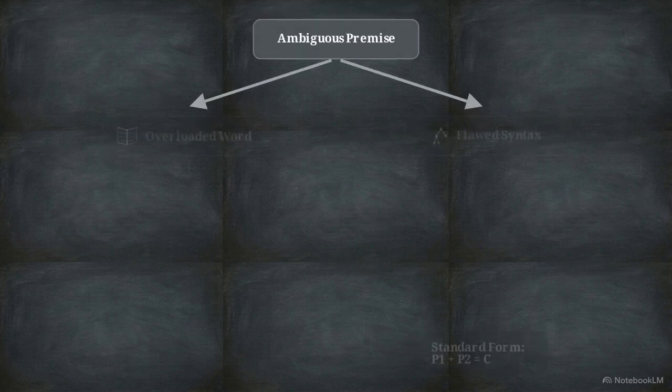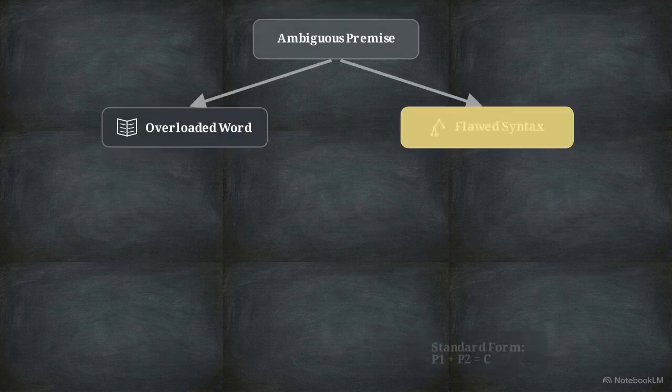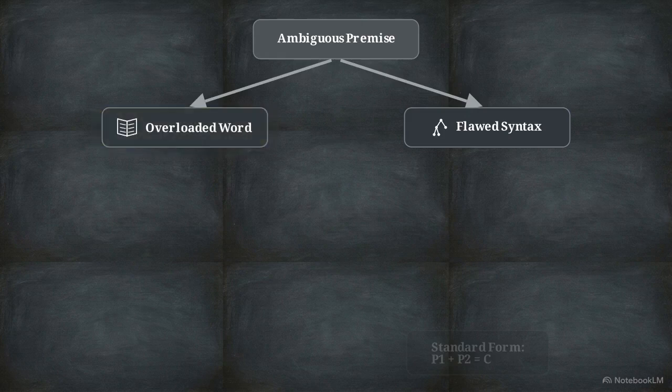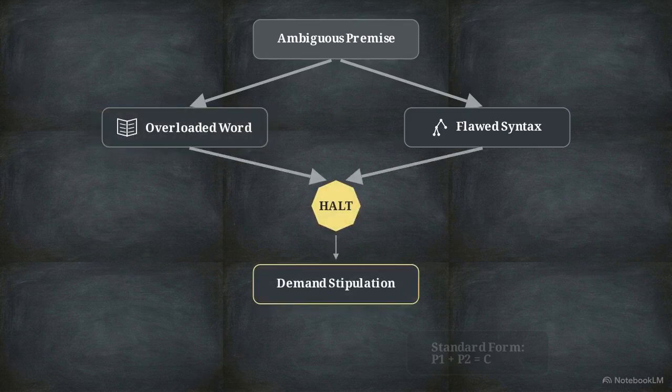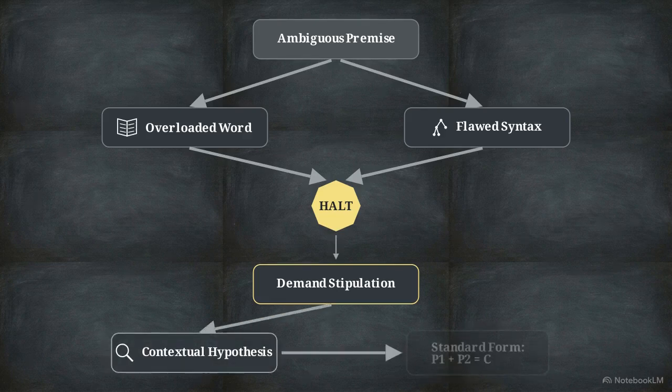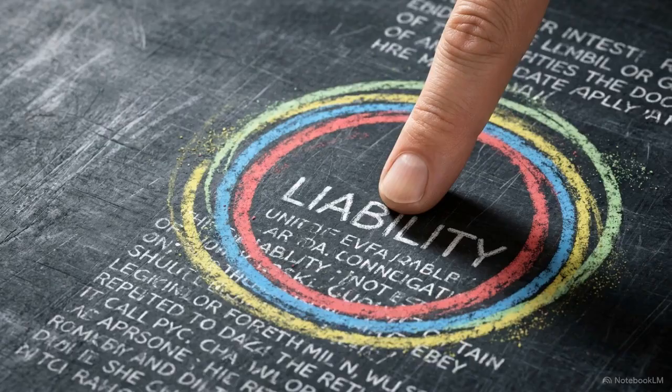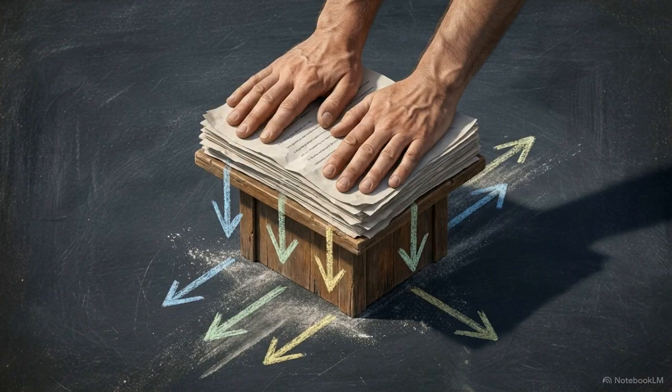Step 1. Isolate the variable. Determine if it is a flawed syntax or overloaded word. Step 2. Halt the progression and demand they stipulate meaning. Step 3. If they aren't there, state your own contextual hypothesis before proceeding. This interruption serves as a mandatory quality control check on the argument's underlying evidence. Refusing to proceed past an ambiguous premise is the only way to enforce the acceptability criterion.